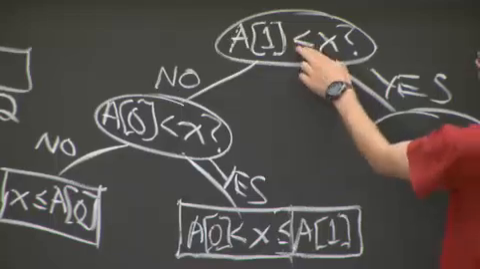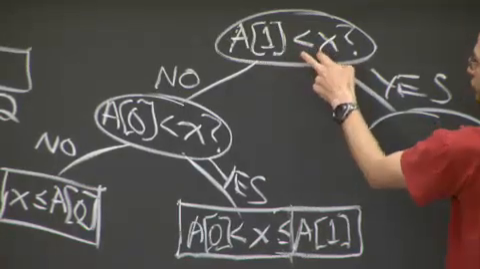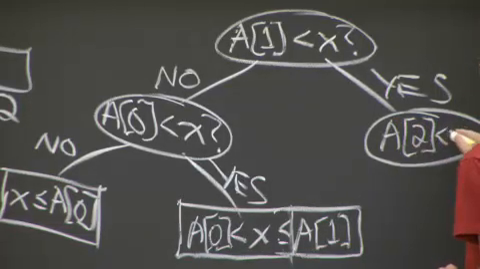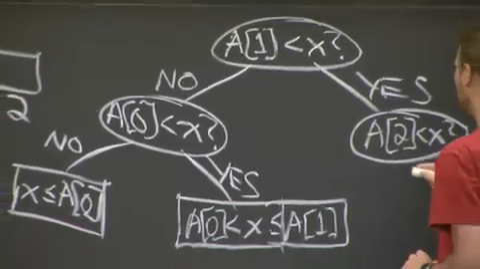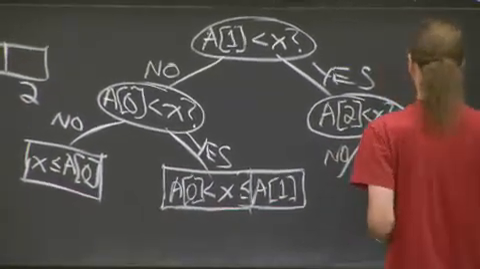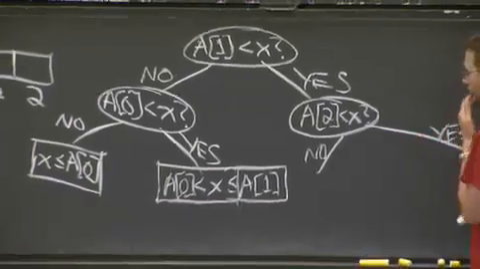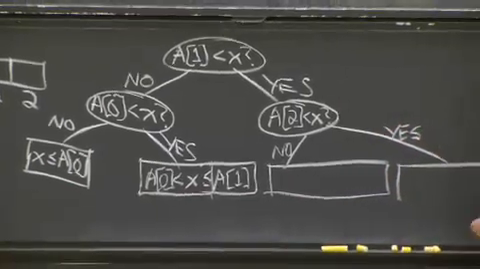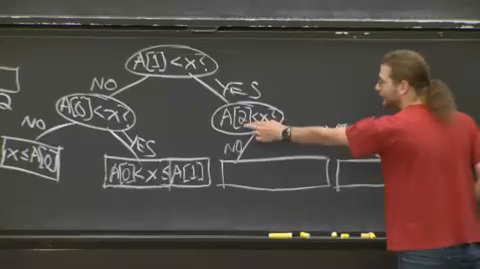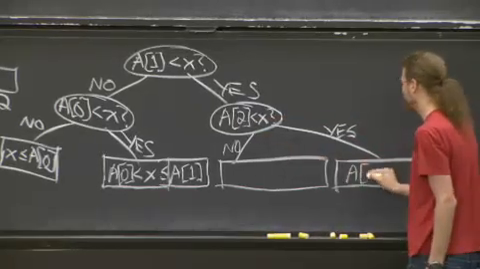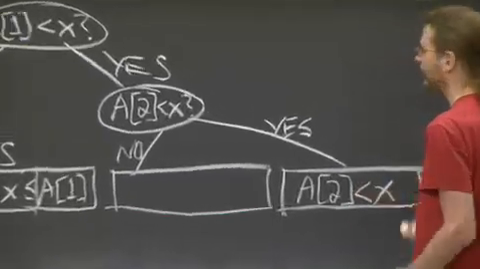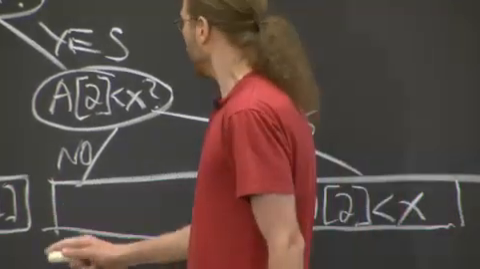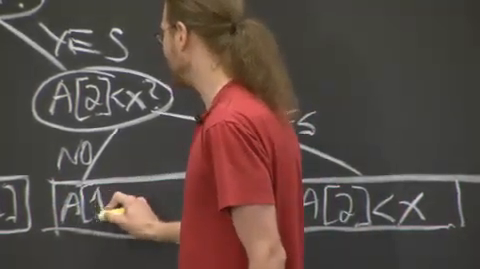Okay, and then if X was to the right of A1, so this is true, then we check X against A2. And the answer is either no or yes. And in the no case, well, I've conveniently laid things out here, so it's sequential. In the yes case, X is bigger than A2, so it's outside the array. It's to the right. That's the answer. And in the other case, it's in between A1 and A2.